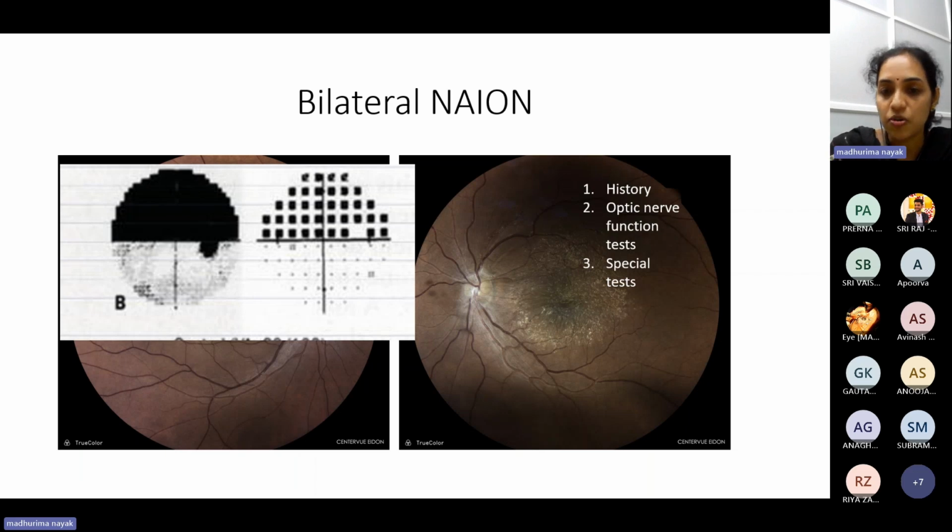So what are the take-home points from this case? One, optic neuropathies, NAION can be bilateral. Second, it can also present with macular edema in the left eye. See, can you appreciate the macular edema here? Yes. So just because there is macular edema, this is not neuroretinitis. This is NAION only. So this field is very helpful in understanding what it is.